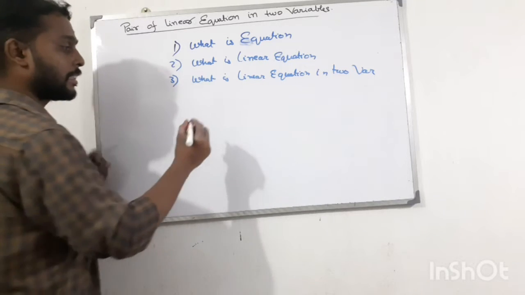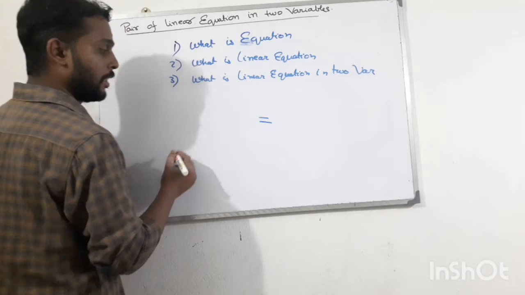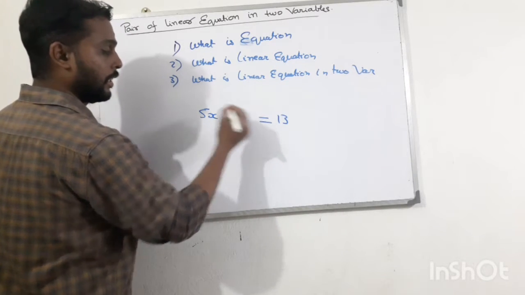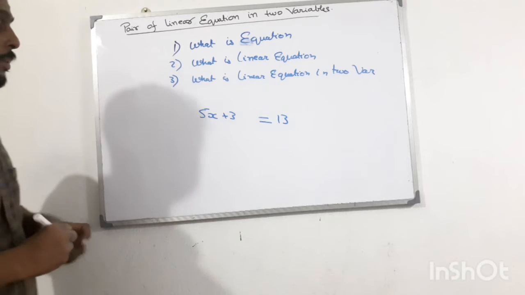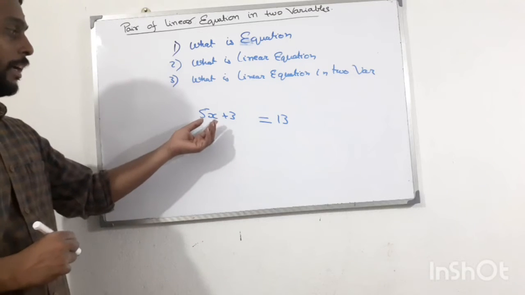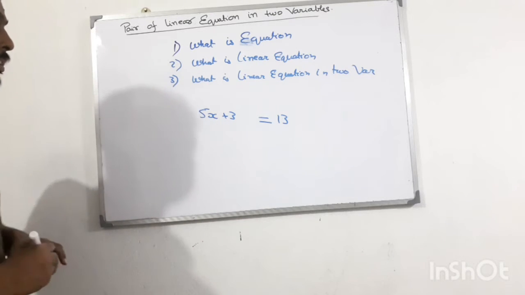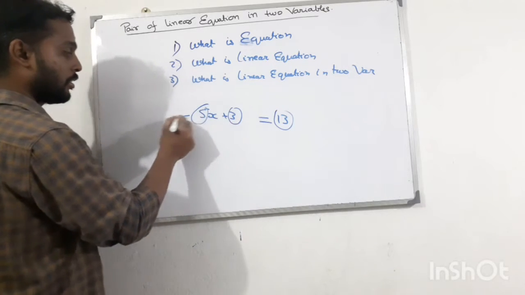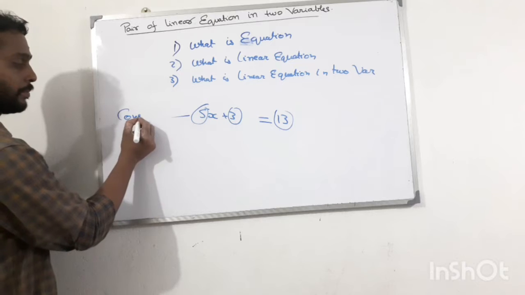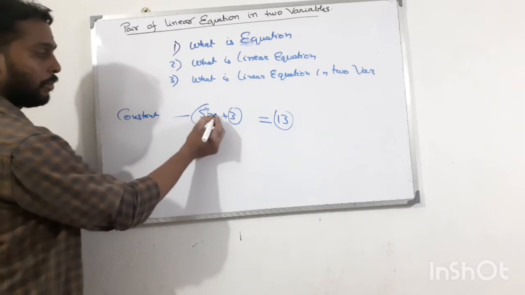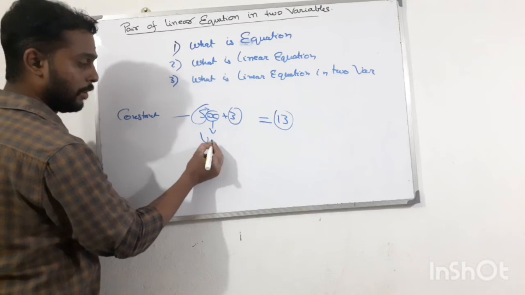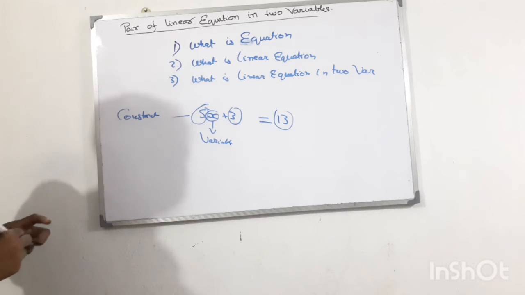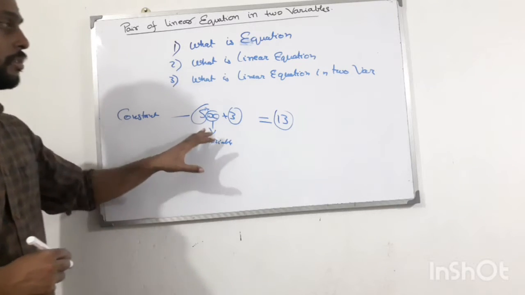So my first question is what is an equation? When we write something on both sides like 5x plus 3 is equal to 13, this is called an equation. We use an equation to find the value of x. In this equation we have 3, 13 and 5, which are called constants. And this unknown is called a variable. By the help of this equation we are finding the value of x. So this is called an equation.